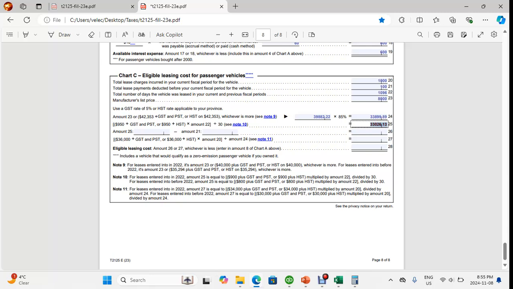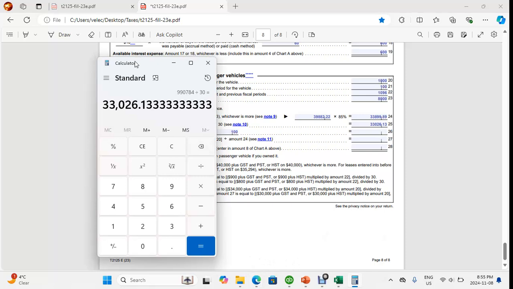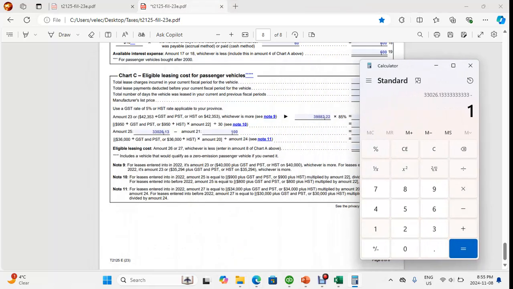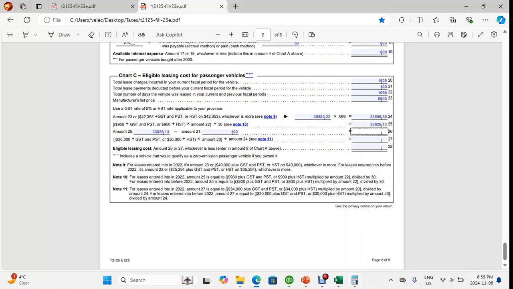Okay, amount 25 is $33,026.13. So you will take this figure over here, copy paste. Amount 21 was 100, so copy paste over here, and your total over here will be 33,026 minus 100. So this will be $32,926.13.